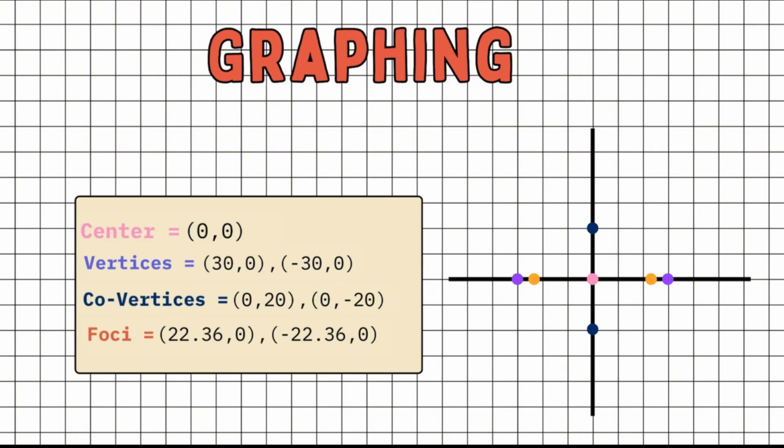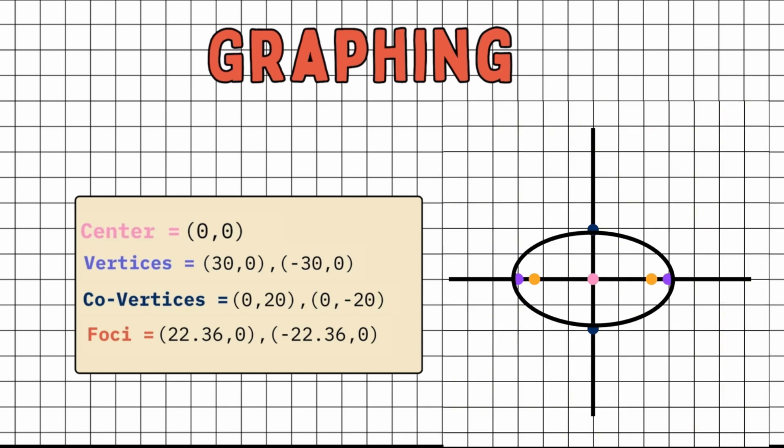Finally, after plotting the center, vertices, co-vertices, and foci, we sketch a smooth curve that passes through the vertices and co-vertices. This gives us the complete shape of the ellipse.